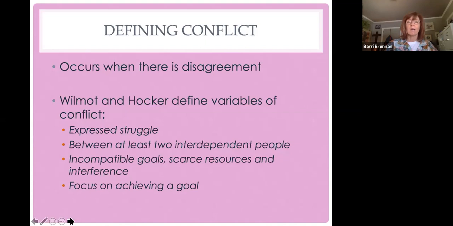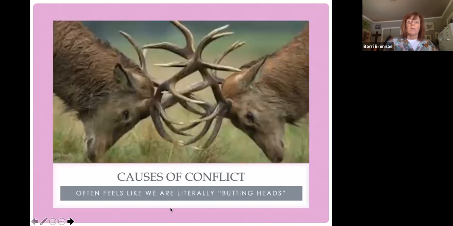Okay, moving on. I love this. I like this visual. Why? Because that's how it feels. When you have conflict, it initially feels like you are butting heads with someone.